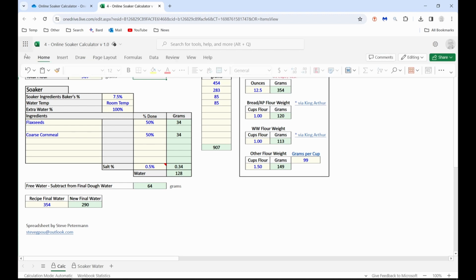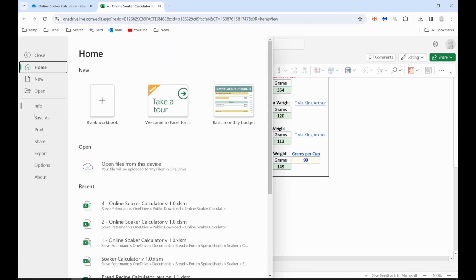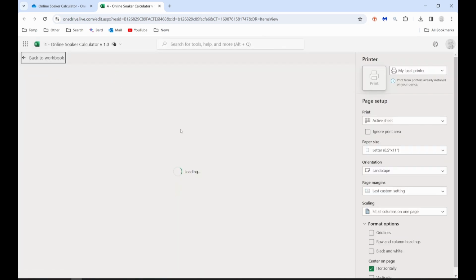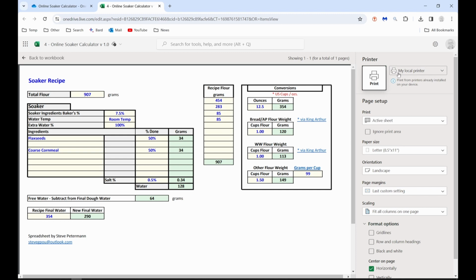And the way you can do that is go to File, Print, and that'll bring this up, and you can print that to your local computer, or if you'd rather, you can create it as a PDF. That way you'll have a record of what you did before.